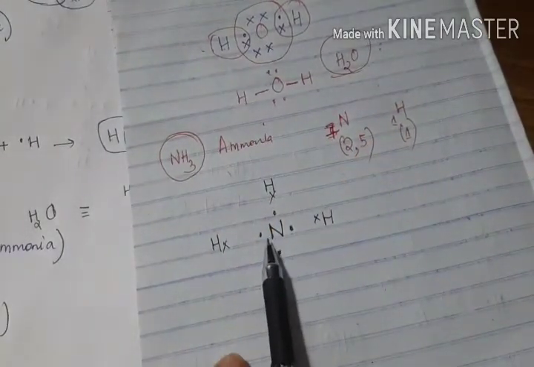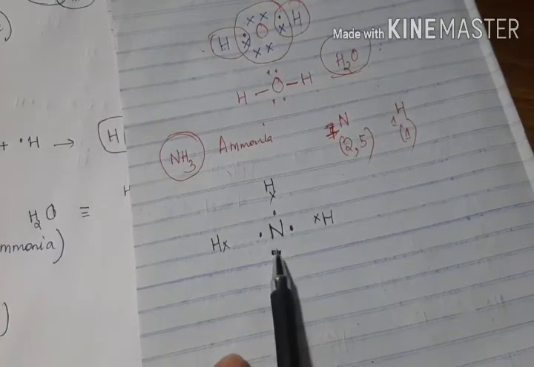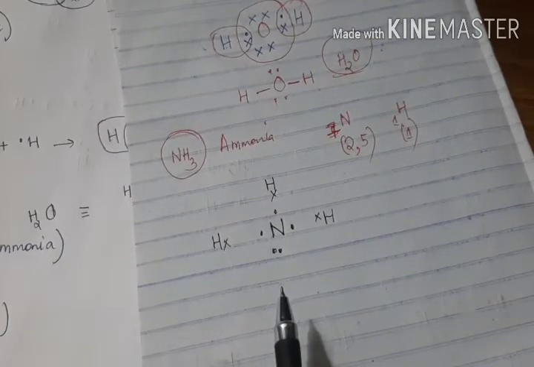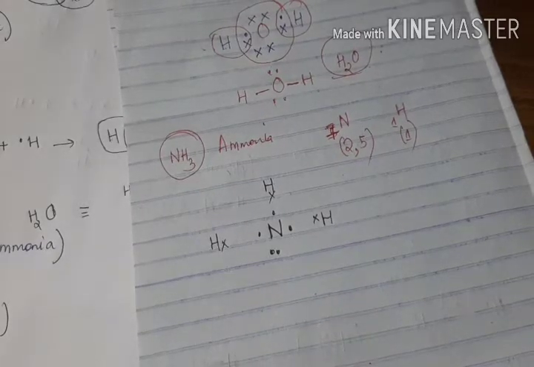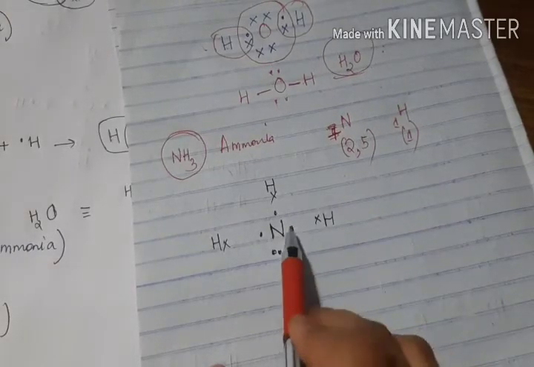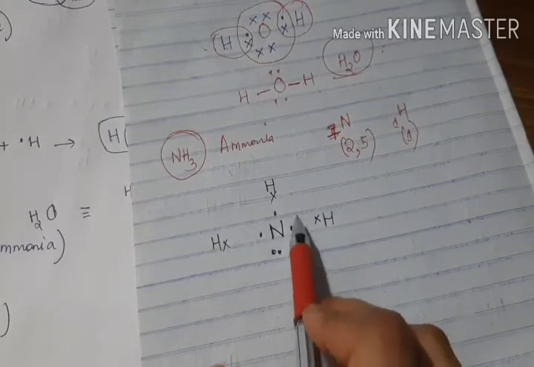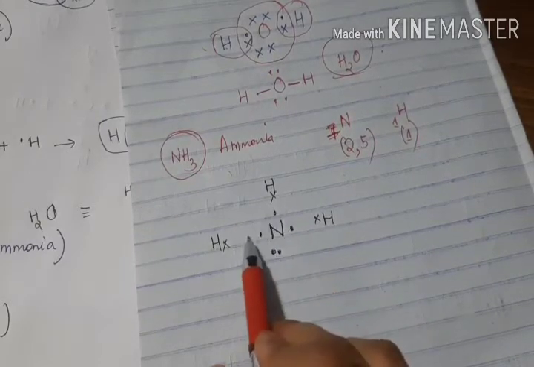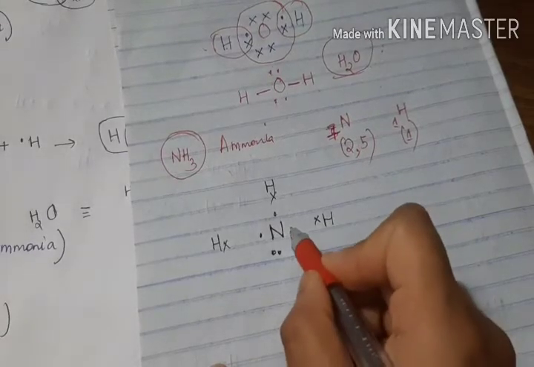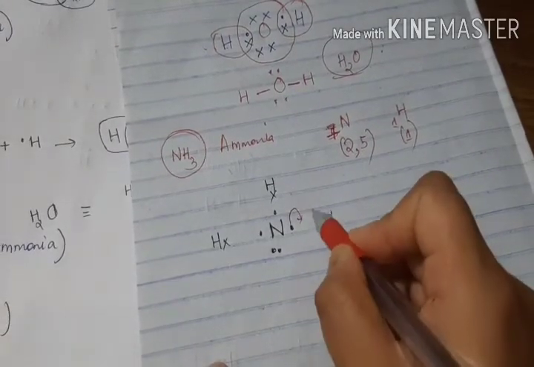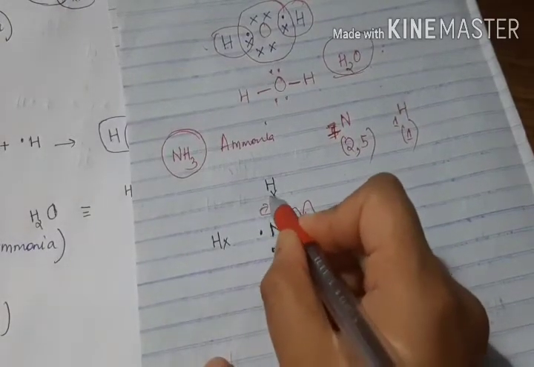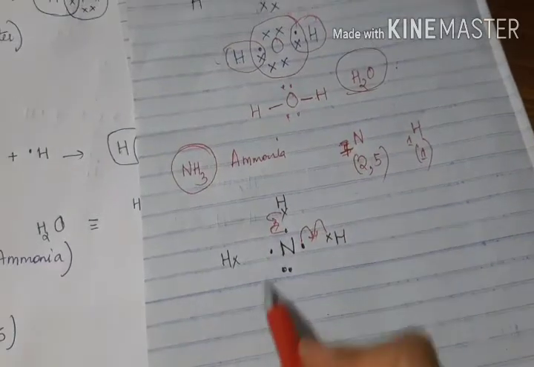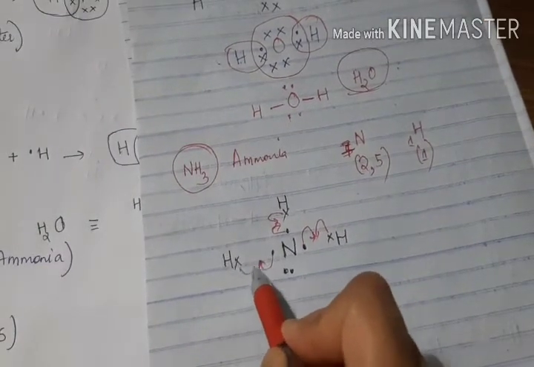Now have a look, nitrogen, 5 electrons. How many electrons does it need to make an octet, to have 8? It requires 3 more, so it will form 3 covalent bonds. So it will contribute 1 and form a shared pair here, another pair here, another pair here. It will contribute 1 electron here, this also will contribute 1 electron, here 1 electron, and here 1.